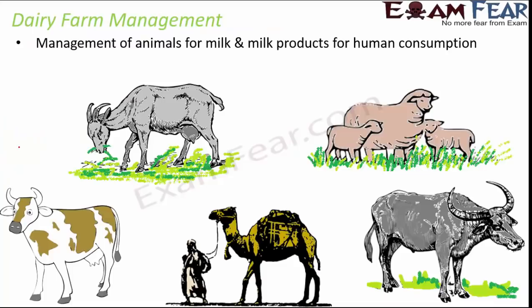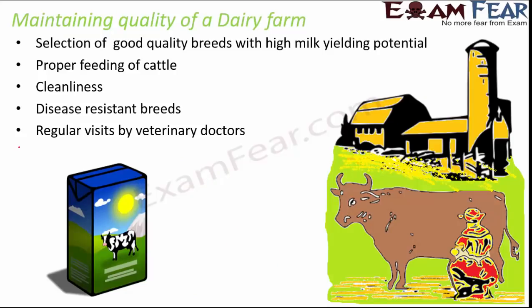So when we talk about dairy farm management, what is it? It deals with management of animals for milk and milk products production, which in turn are used for human consumption. Now, these dairy animals could be cows, buffaloes, camel, goat, sheep.